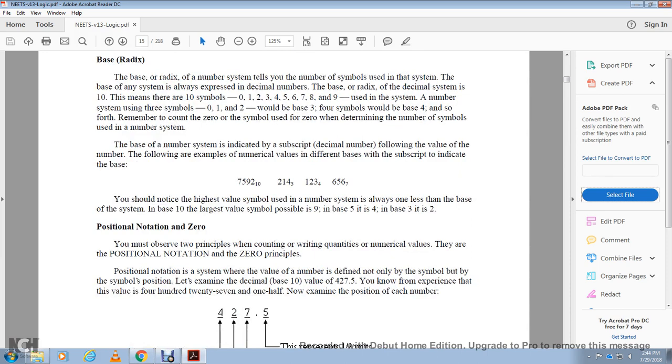Positional notation and the zero principle. Two principles are involved in writing a quantity with a numerical value: the positional notation principle and the zero principle. In a positional notation system, the value of a number is defined not only by the symbol, but by the symbol's position.